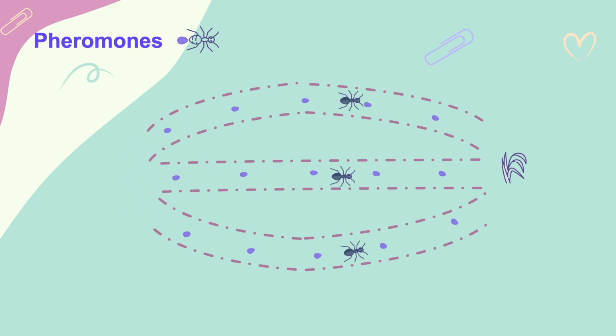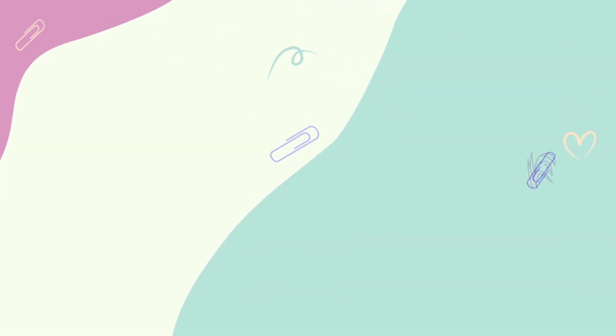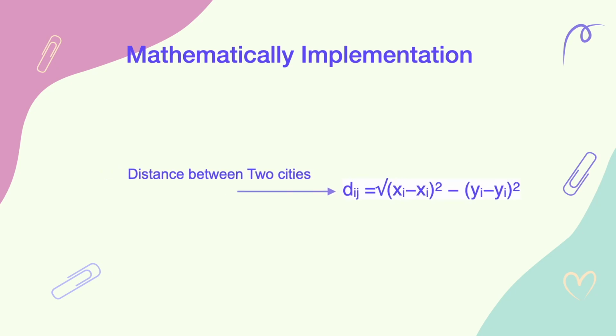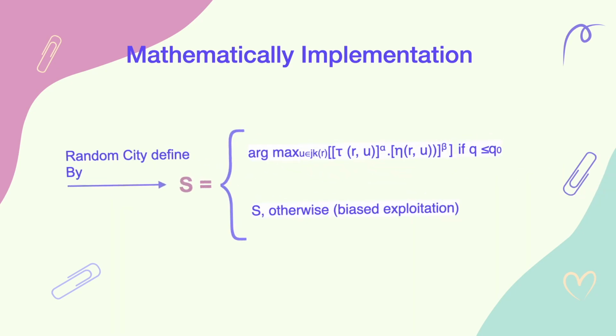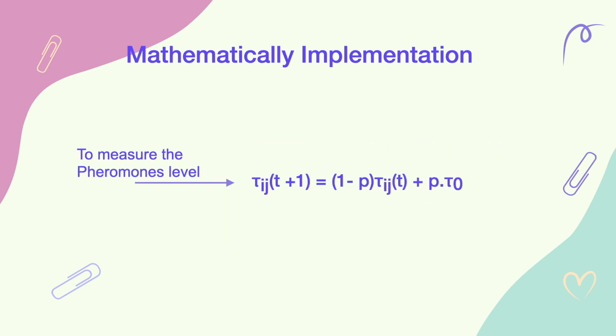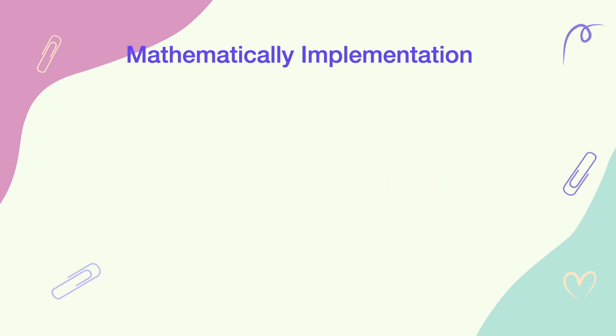So that path has a higher pheromone level than the other paths. All ants will choose their path according to the pheromone level. If a path has the highest pheromone level compared to the other paths, then it would be the shortest path. Let's see the mathematical implementation. We used equations for defining the distance between 2 cities and random cities in which ants can travel. And for measuring the pheromone level, we implemented code using these equations in the Java language.